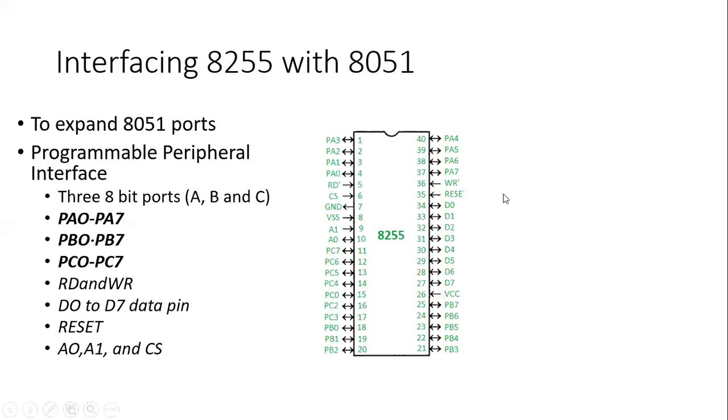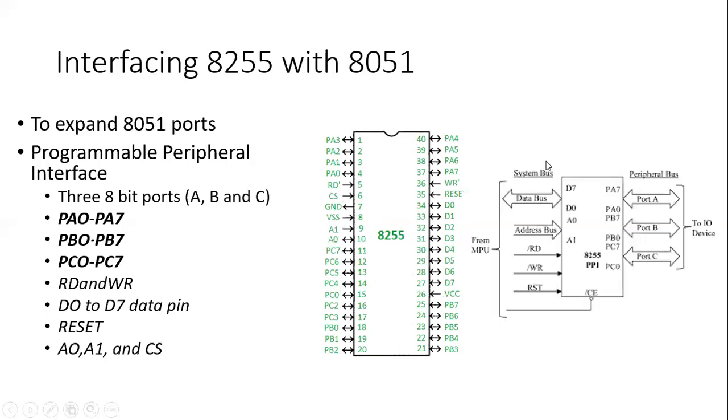So this is the IC that I am talking about. This is basically a 40-pin integrated circuit. You can see that port A is arranged here, port B is arranged here, and port C is arranged at this place. Then you have the data pins, reset, chip select, and the read and write signals. Then you also have address pins A1 and A0. So this particular chip can be easily addressed by using two address pins.